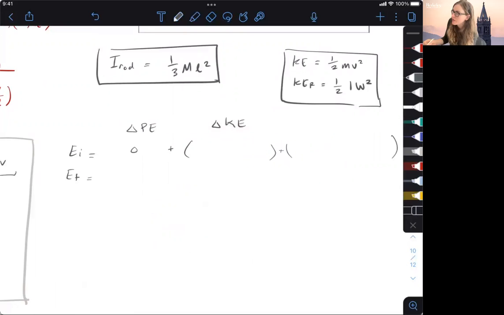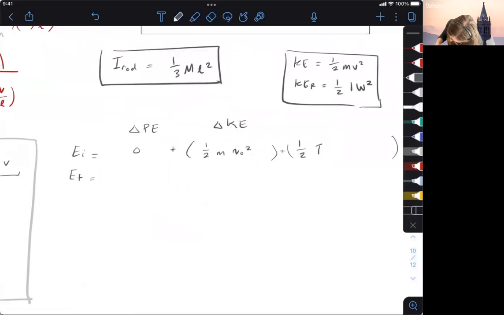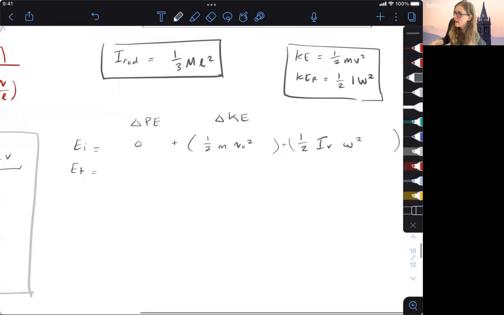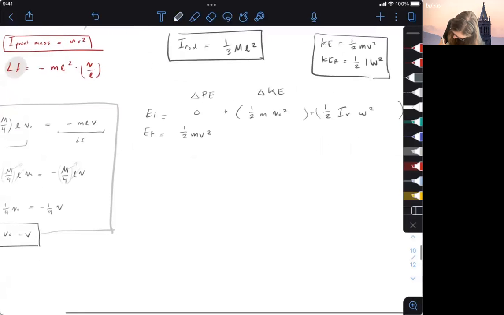So for the kinetic energy here, for the first one, for the little mass, I have 1/2 little m v naught squared, because that's what we start with for the initial. And then I am adding 1/2 I of the rod times w squared. Okay, cool. So then for EF, for the final velocity, I have 1/2 mv squared. So let's go ahead and set EI equal to EF, and we're going to sub little m equal to big M over 4.